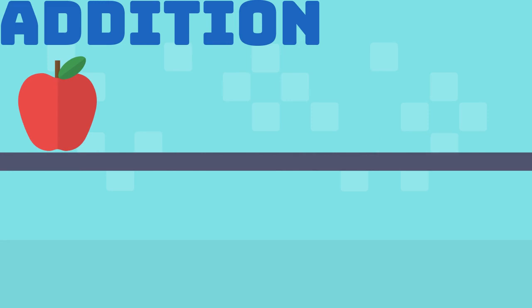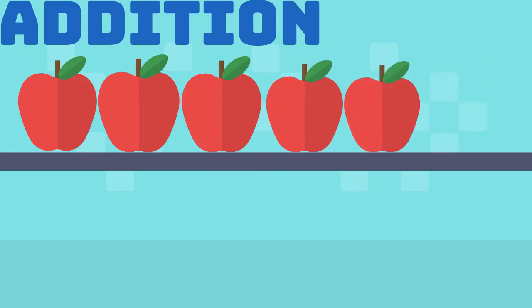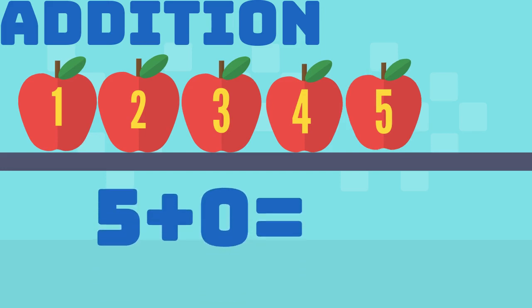1, 2, 3, 4, 5 apples plus 0 equals 1, 2, 3, 4, 5 apples. That means 5 plus 0 equals 5.